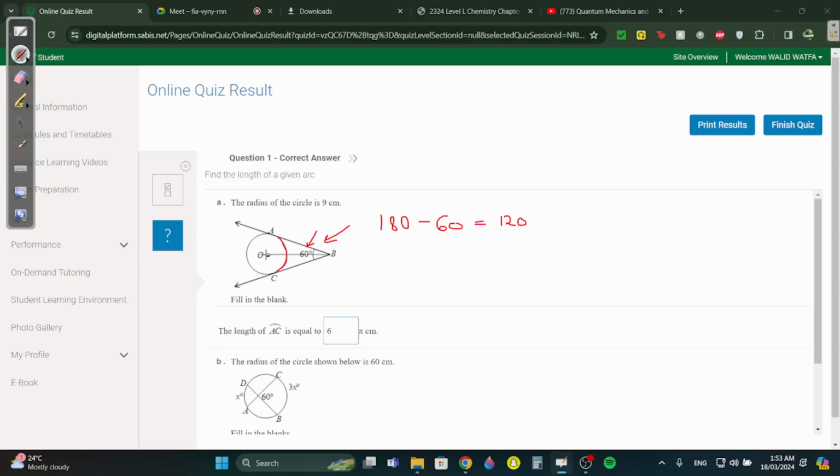The proof for this comes from this being OA, OC. Now we want this central angle for the arc. How do you find it? This is a quadrilateral over here.